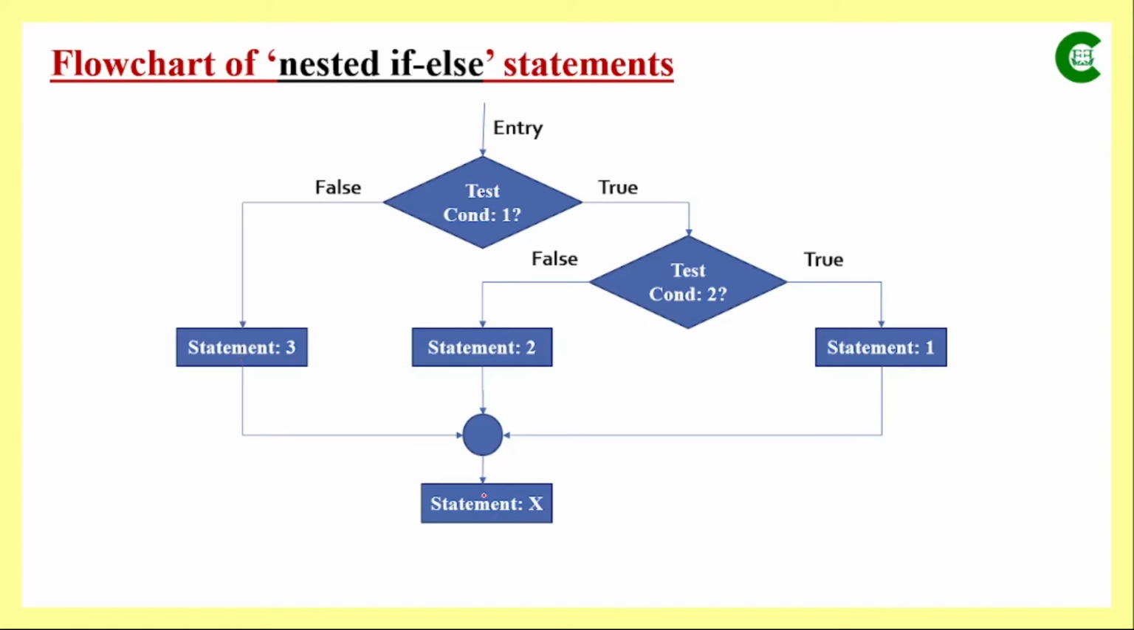So always only two statements will be executed, either statement 1 and X, or 2 and X, or 3 and X, and then we will have some other statements that may be processed sequentially, or based on some other conditions. So this is how the nested if concept works in C programs.